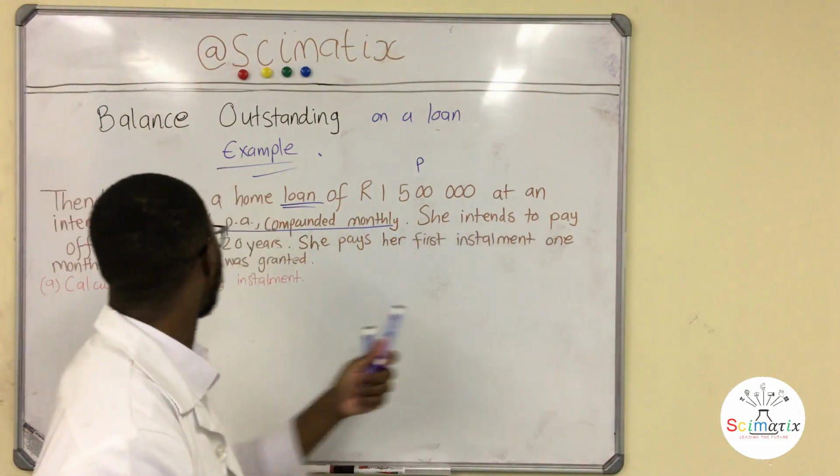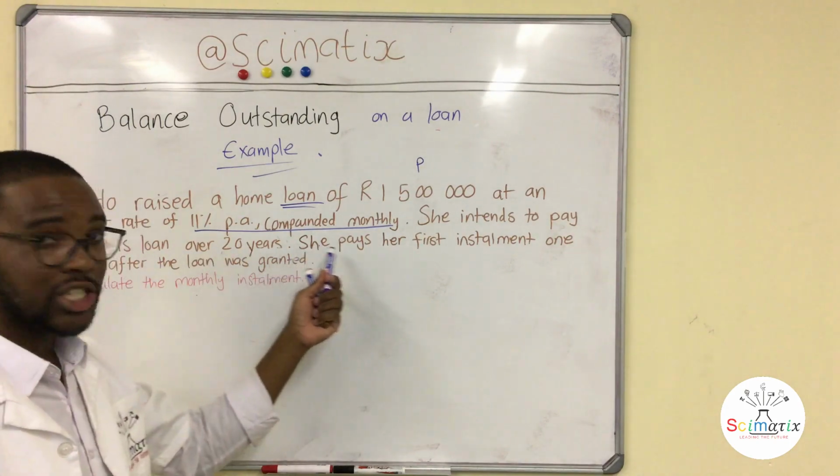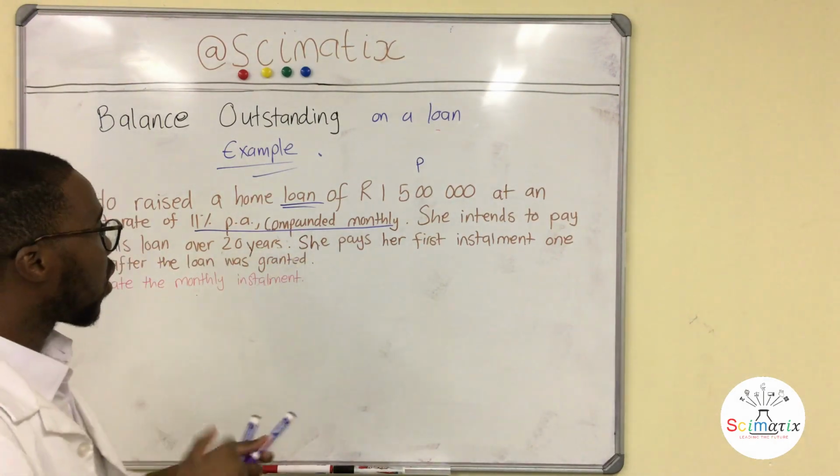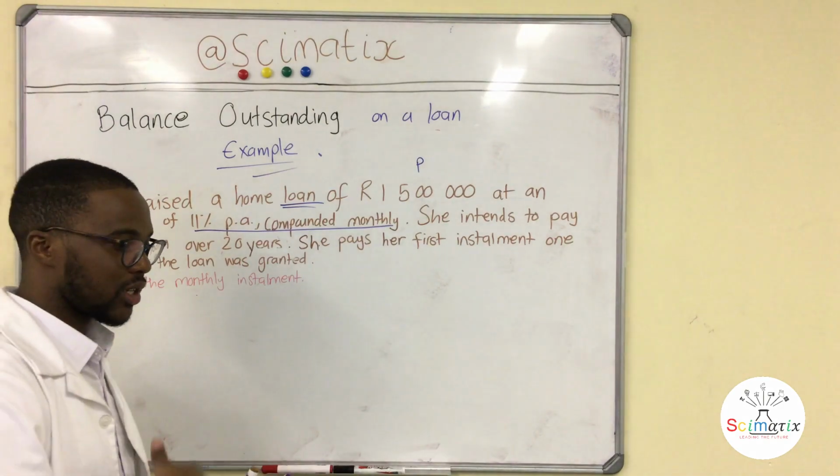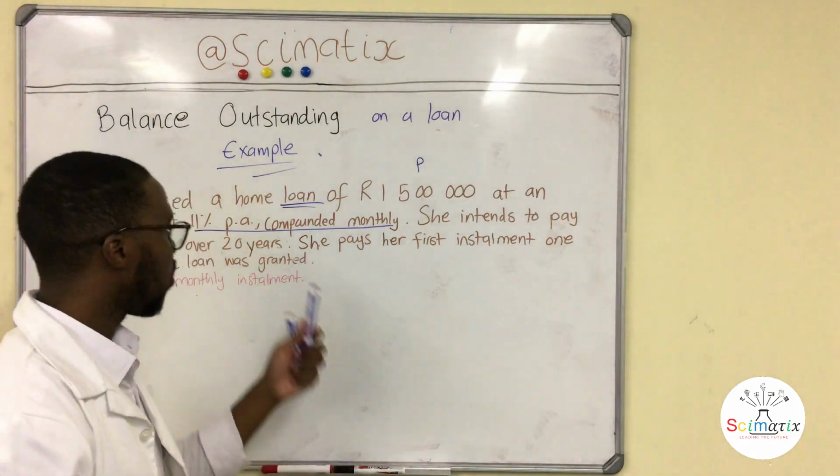So she intends to pay off this loan over 20 years. Alright, in this case, we already know something. She's going to be paying it every month over a period of 20 years.